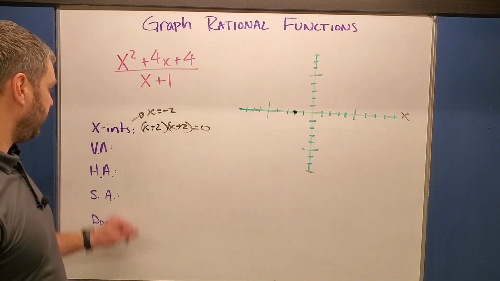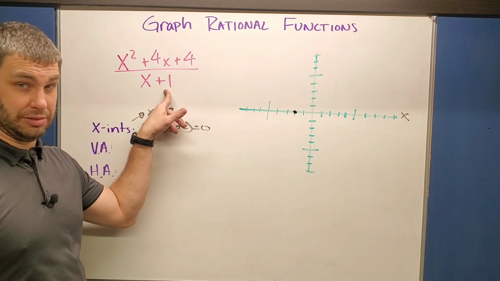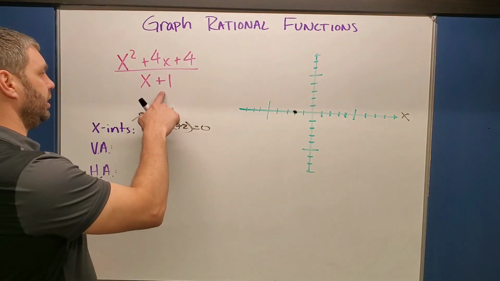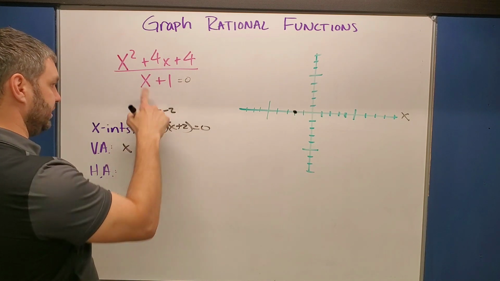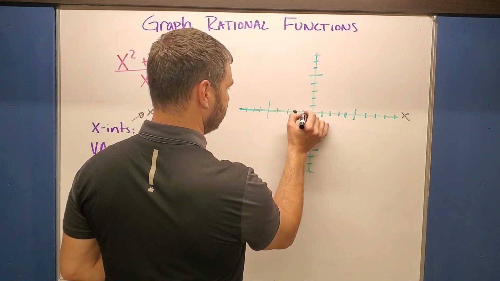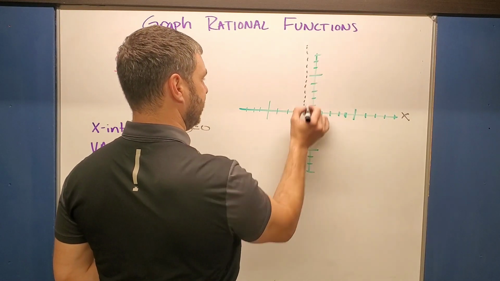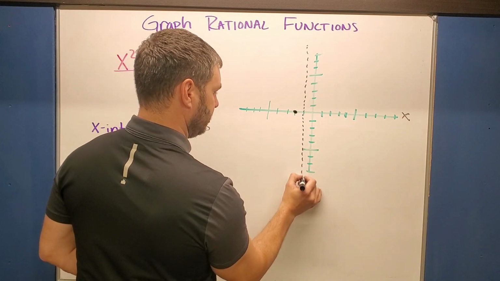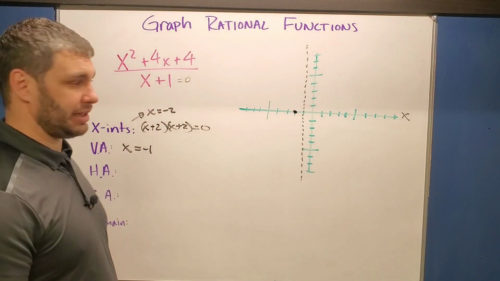Okay. My vertical asymptotes, however, this is where I can set the denominator equal to 0 and solve. And so for this one, if I set that equal to 0, I'm going to get x equals -1 if I subtract the 1 over. So x equals -1 is here, which means that is my vertical asymptote. I like to indicate that with a dashed line like that, a vertical dashed line.